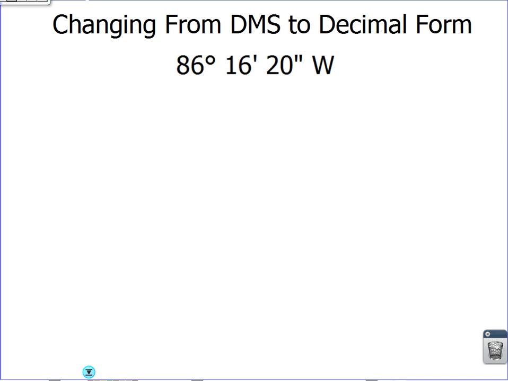How would you do that, David? That's what we're fixing to do. You know how to do it, though. You don't realize it, but you know how to do it. I'm not going to work it again, but again, you would type this in as 86 plus 16/60ths plus 20 over 3600. Done. Okay, that's all you do to go from degrees, minutes, seconds to decimal.